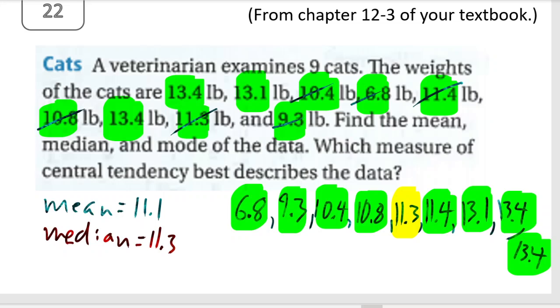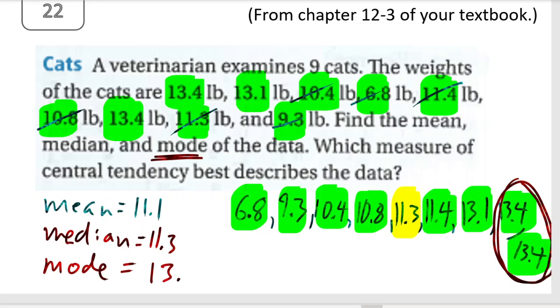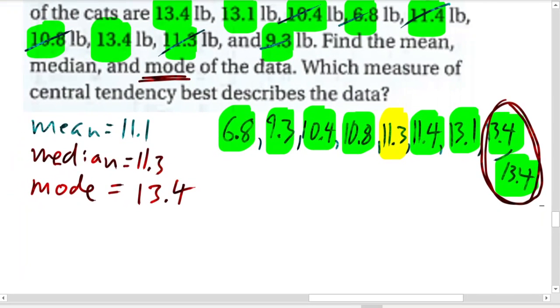And then finally, the mode. The mode is just the number that we see the most. And when we got to the very end here, we noticed that we saw 2 cats that weighed exactly the same. So we just look at the number that occurs most often. That 13.4 occurs twice. So we're going to say mode equals 13.4. And we've got all 3 of those answered. Find the mean, median, mode, and then which one best describes the data.